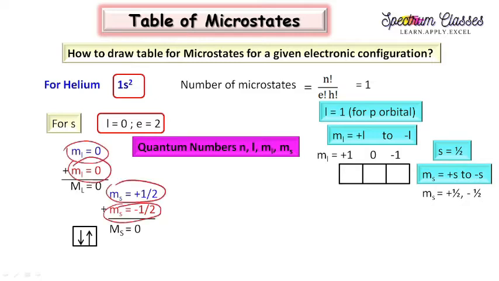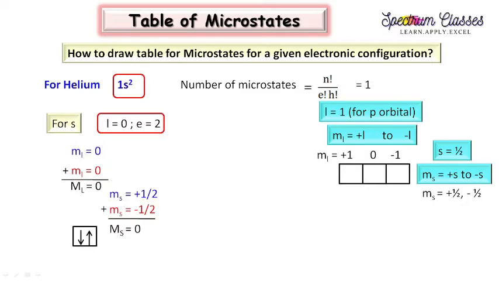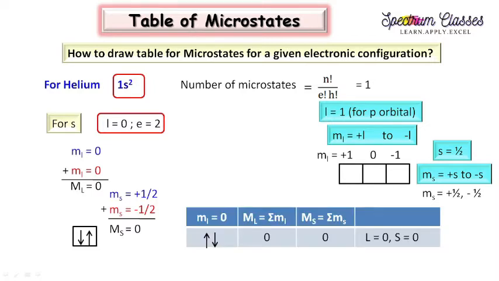Now coming to the writing of the table. If I write the table for these microstates, in the first case we have the first electron in the upward direction and the second one in the downward direction. What we get is ml equal to 0, so this is equal to 0 for the first set. Similarly, ms is equal to 0. So what you have seen here is that capital ML is equal to the summation of small ml, and capital MS is equal to the summation of small ms.